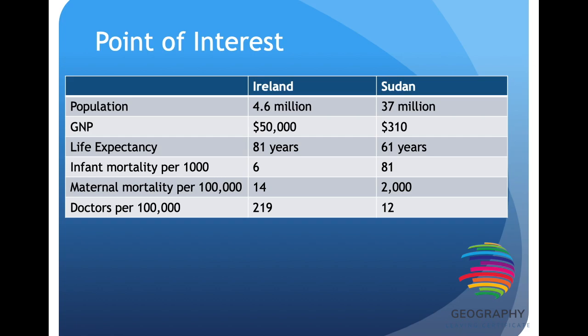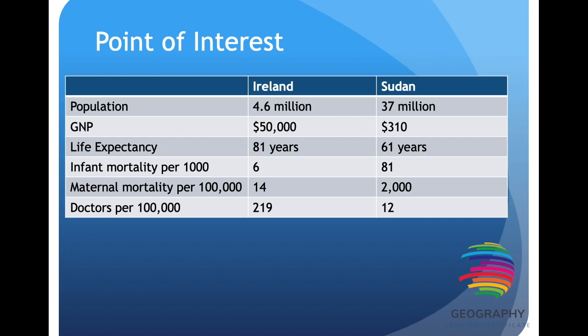For every 1,000 births in Ireland, 6 babies pass away, but for every 1,000 births in Sudan, 81. So 81 babies pass away for every 1,000 babies born. And infant mortality refers to babies passing away before they reach the age of 1 year old.